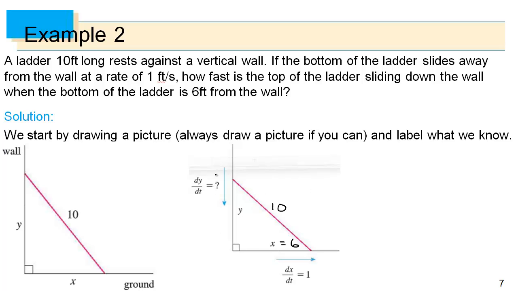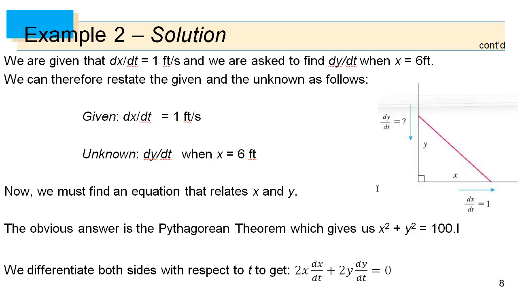Now we have a picture of everything we know and everything we're looking for. Step 2 is to take what we're given and figure out what we're trying to find. We were given this rate, we're trying to find that rate. So now we have to find an equation that relates those two things. We need to somehow relate x and y, and it should be very obvious that good old Pythagoras will help us with that. We know this is a right triangle, so x squared plus y squared equals the hypotenuse squared, which in this case is 100.